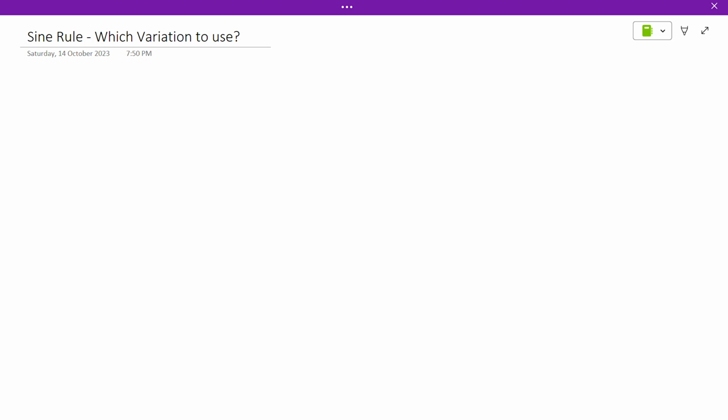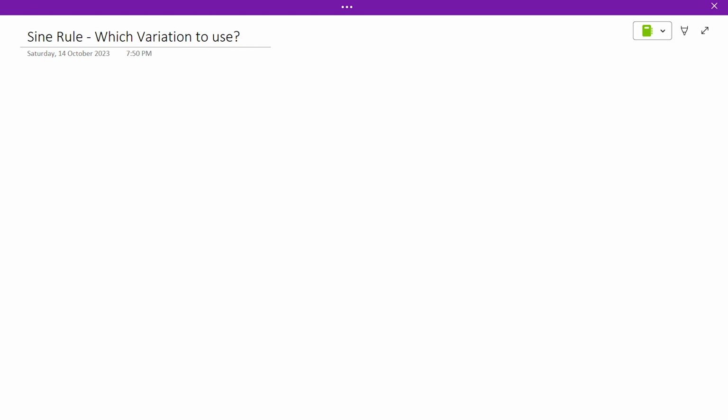Hi everyone, today we're going to be exploring the sine rule and looking at which variation to use. In the second part of the video, I'm also going to be showing you exactly how the original sine rule can be manipulated to essentially flip it and how we get that variation.